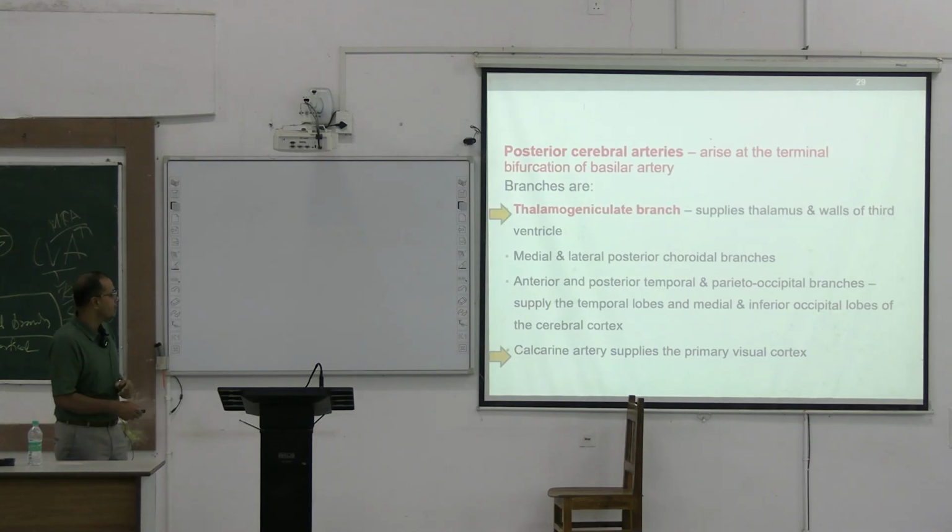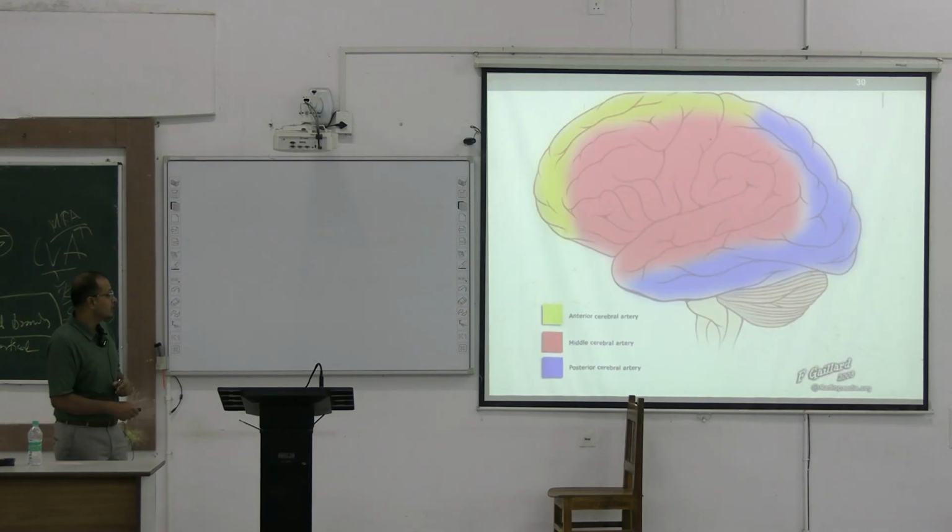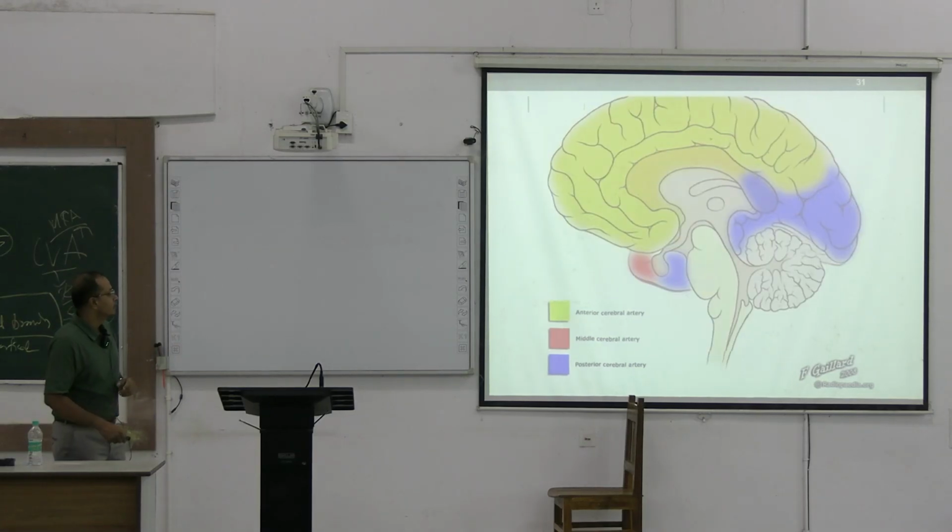So this is the primary area related to the blood supply to the brain: anterior cerebral, middle cerebral and posterior cerebral. This yellow region that you are seeing falls into the anterior cerebral artery. This is the MCA, middle cerebral territory. This is the posterior cerebral artery territory in regard to the cerebrum.